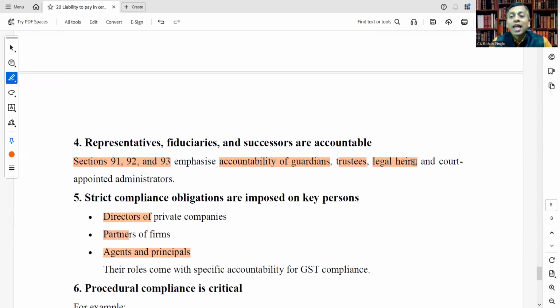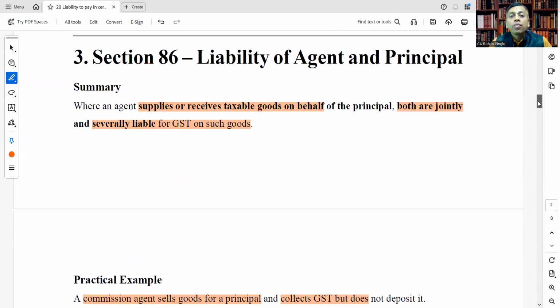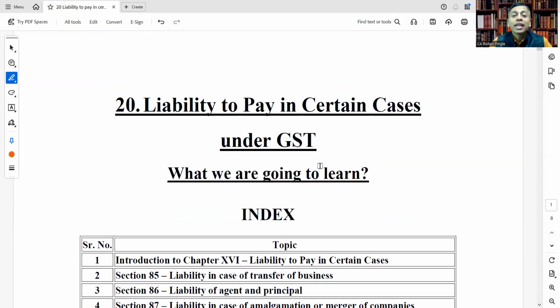Okay, that's it for today. We have learned the topic liability to pay in certain cases under GST today in part 20.